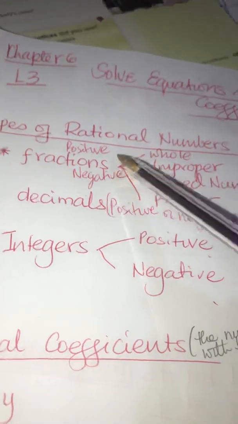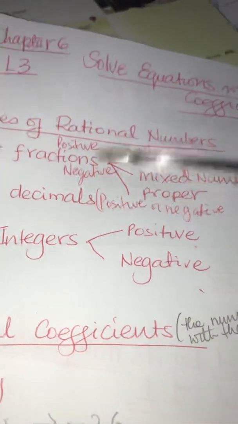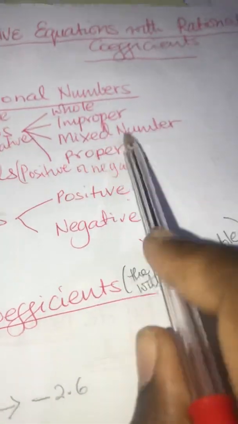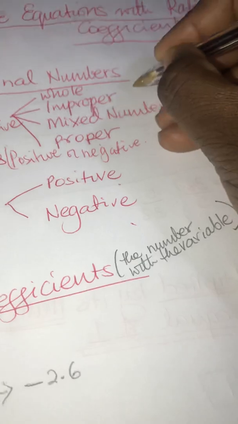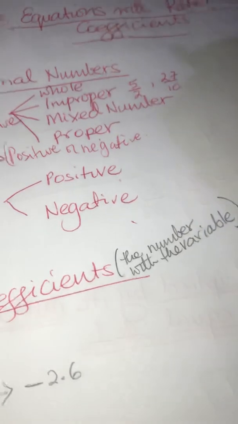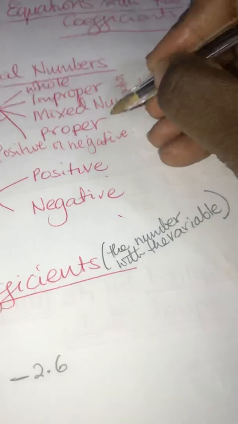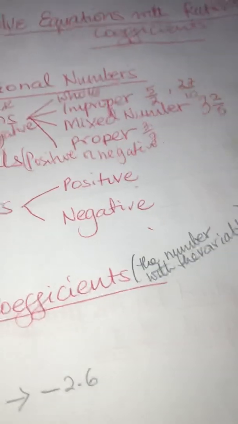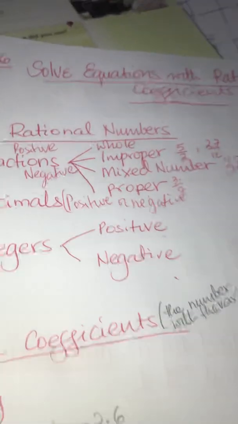So you need to know this. In this lesson, we will work mostly with fractions and decimals. Sometimes you see a mixed number. You need to remember, what's an improper fraction? When the numerator is bigger than the denominator: 5 over 2, 27 over 10. A mixed number is when you have a whole number and a proper fraction. A proper fraction, 3 over 7, has a numerator smaller than the denominator. You have to remember this from term 1, from grade 5, from grade 6.